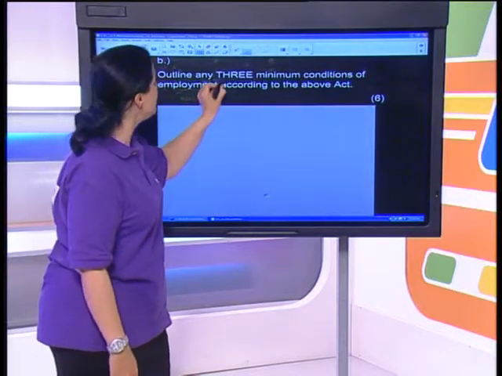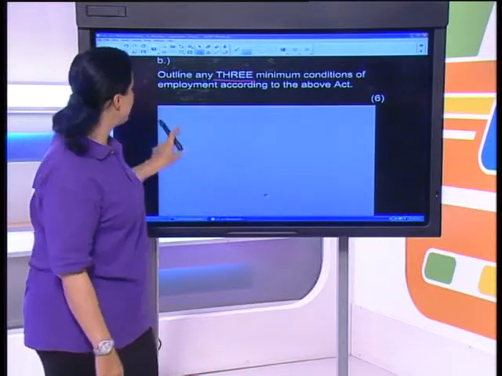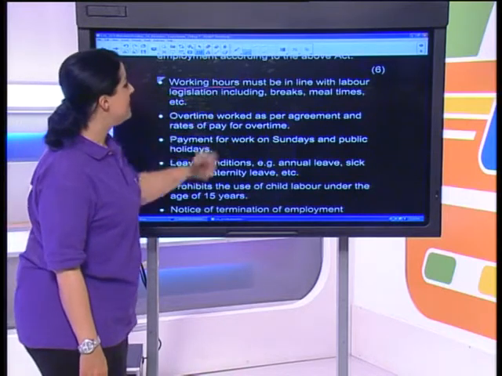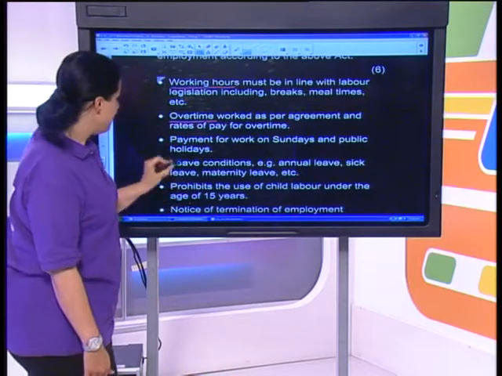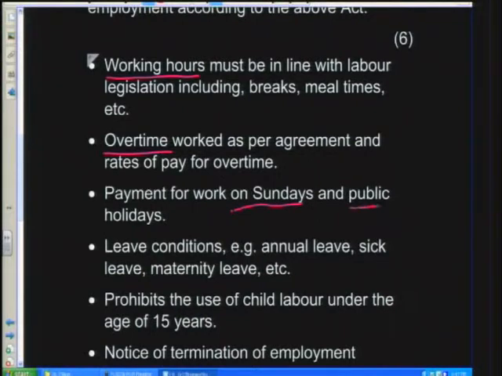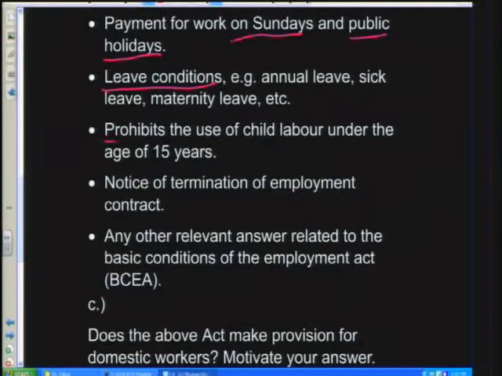Outline any 3 minimum conditions of the employment according to the act above. So we want any 3 conditions that they discuss in this act. Let's have a look here. It says your working hours must be in line with this. Overtime must be paid. Payments for work on Saturdays and also on public holidays need to be in there. Your leave conditions, your child labor is prohibited. That must definitely be in there.